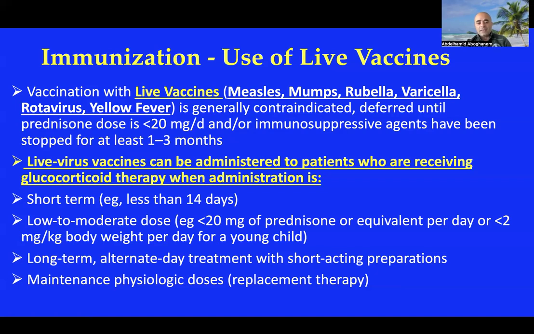Live virus vaccine can be administered to patients who are receiving steroid therapy when administration is short term, less than 14 days only, at a low to moderate dose, less than 20 milligram, but it is better to avoid long-term. Be careful, because if you get measles or mumps or rubella after transplant, it will be a horrible disease.